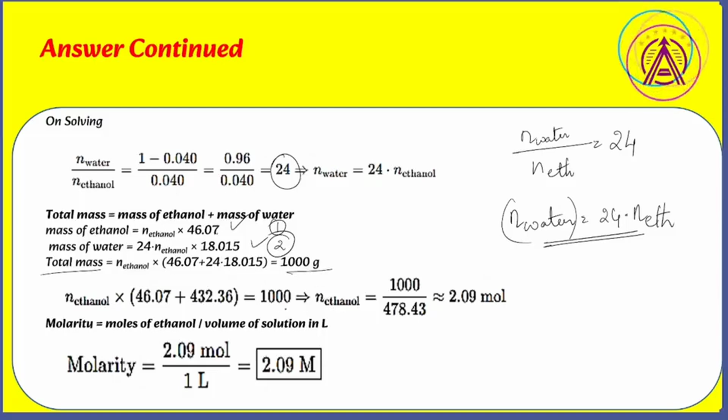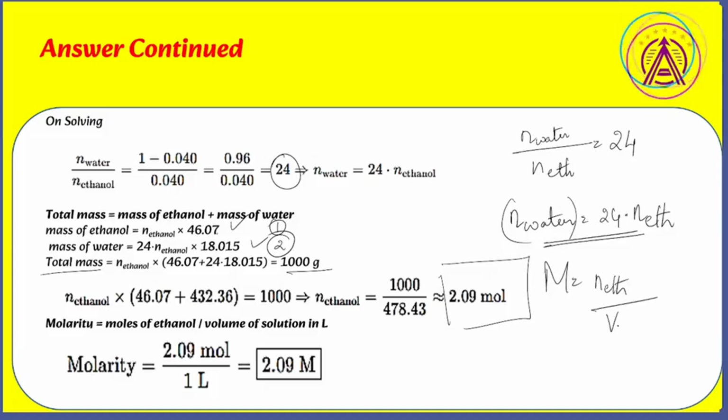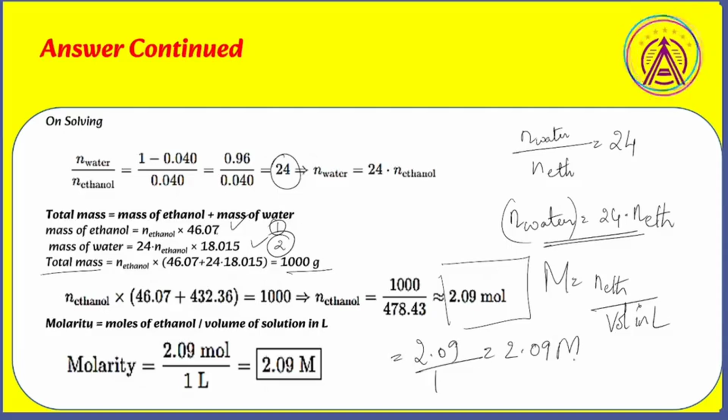So on solving this equation, what happens over here? I can just take this entire term to the other side. 1000 divided by this entire term gives me the number of moles of ethanol, which is nothing but 2.09 moles. Now, since I know the moles of ethanol, I know molarity is nothing but moles of ethanol divided by volume of solution in liters, which is 1 liter, which you have considered 1000 ml. So this gives me 2.09 divided by 1, which is 2.09 molar.